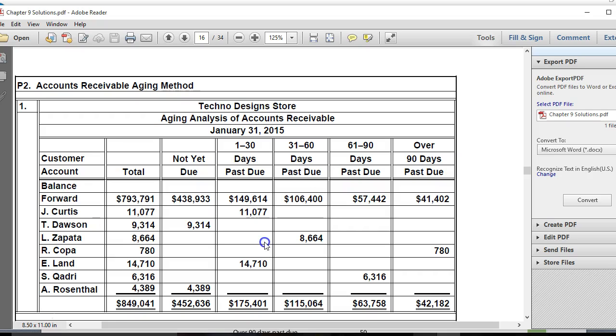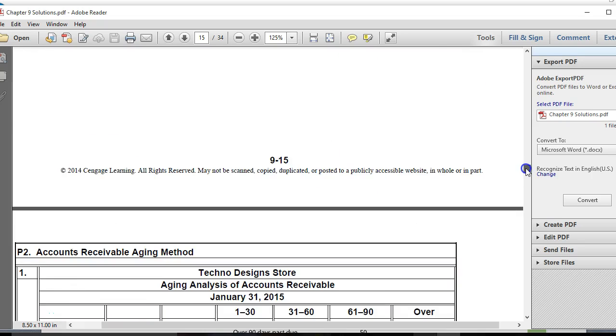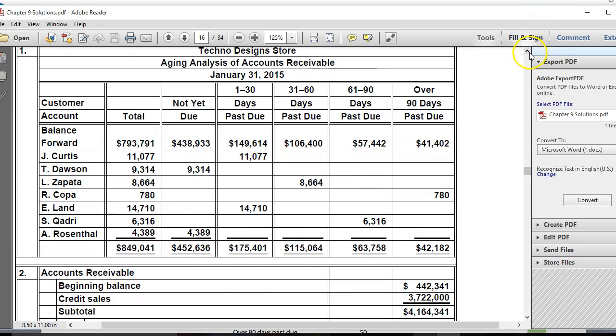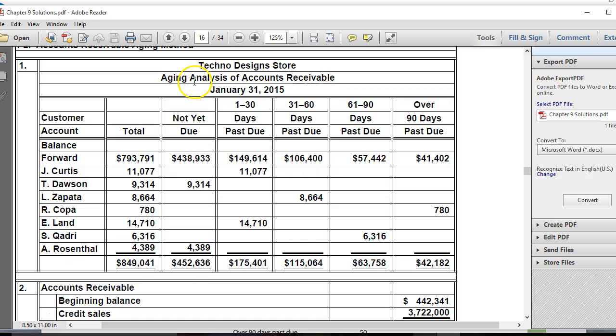See what I'm saying? So the first thing you're going to do, I don't know what you have on your sheet. Do you have a sheet that shows Techno Design's aging service? Okay. So the first thing I want you to do is always do your title. Most important: Techno Design Store, Aging Analysis of Accounts Receivable, December 31st, 2015.